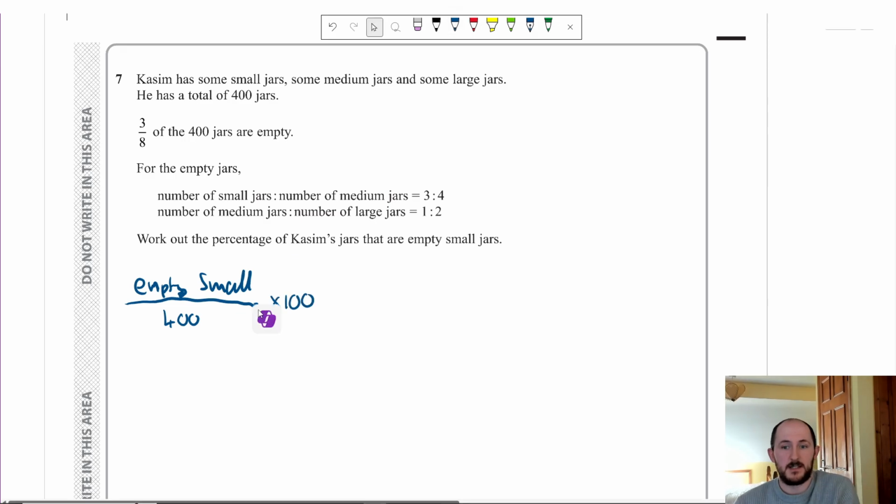Right, that's how you do percentages: you take the number that you are interested in out of the total, times by 100. So all I need to do is work out how many empty small jars he has. When we have a look at these jars, they're split up in a few different ways.